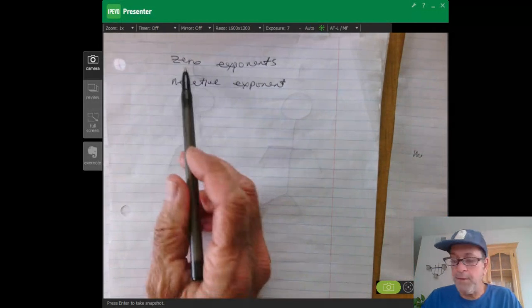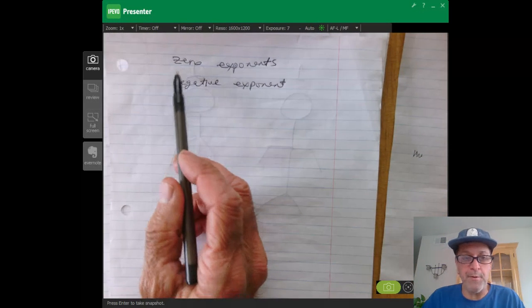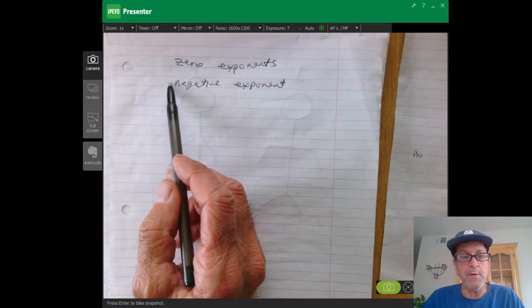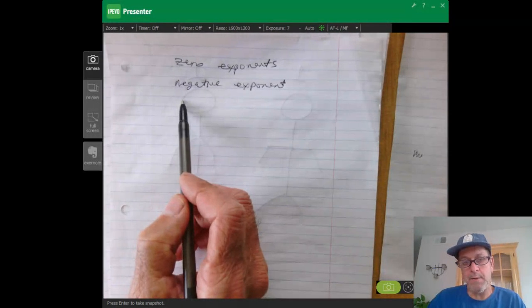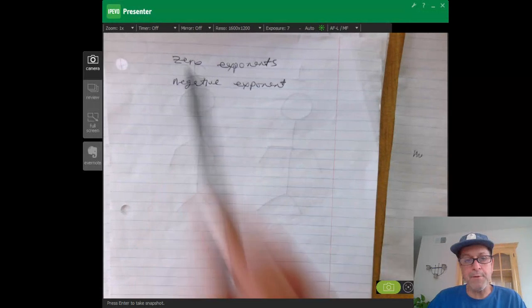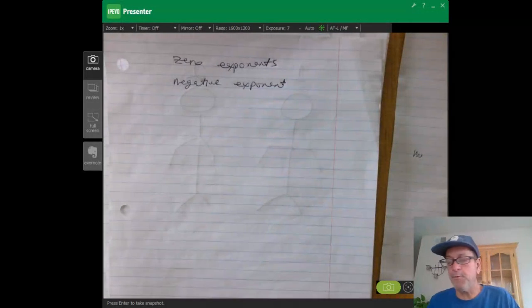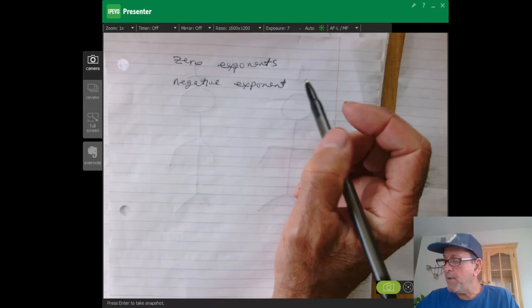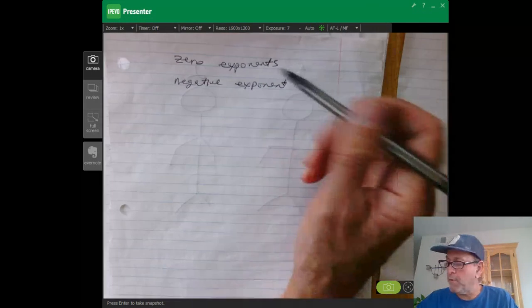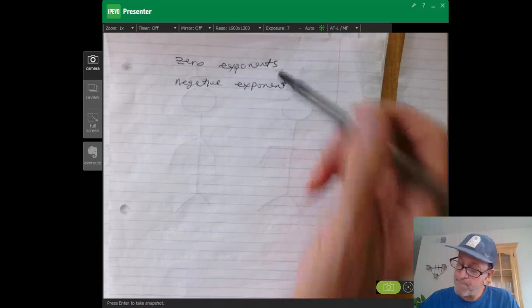One of the most important things is to make sure you understand, with both of these, that you're not multiplying by a zero. You're not multiplying by a negative number. So an exponent, remember, refers to the number of times that number is multiplied. And there are a couple of ways that you can look at zero exponents.